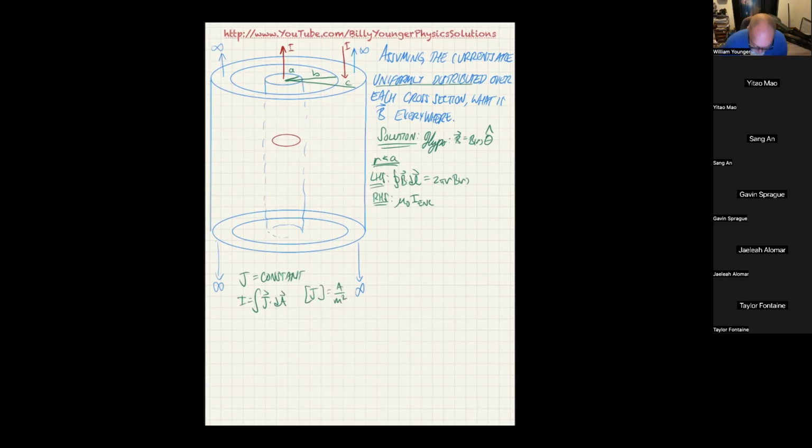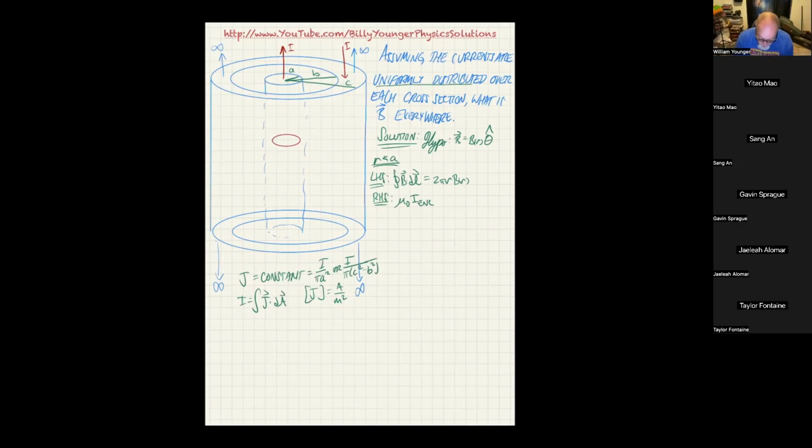So being that it's uniformly distributed, we can say J is equal to I over pi a squared for the inner one. For the outer one, it's equal to I over pi times (c squared minus b squared). Okay.